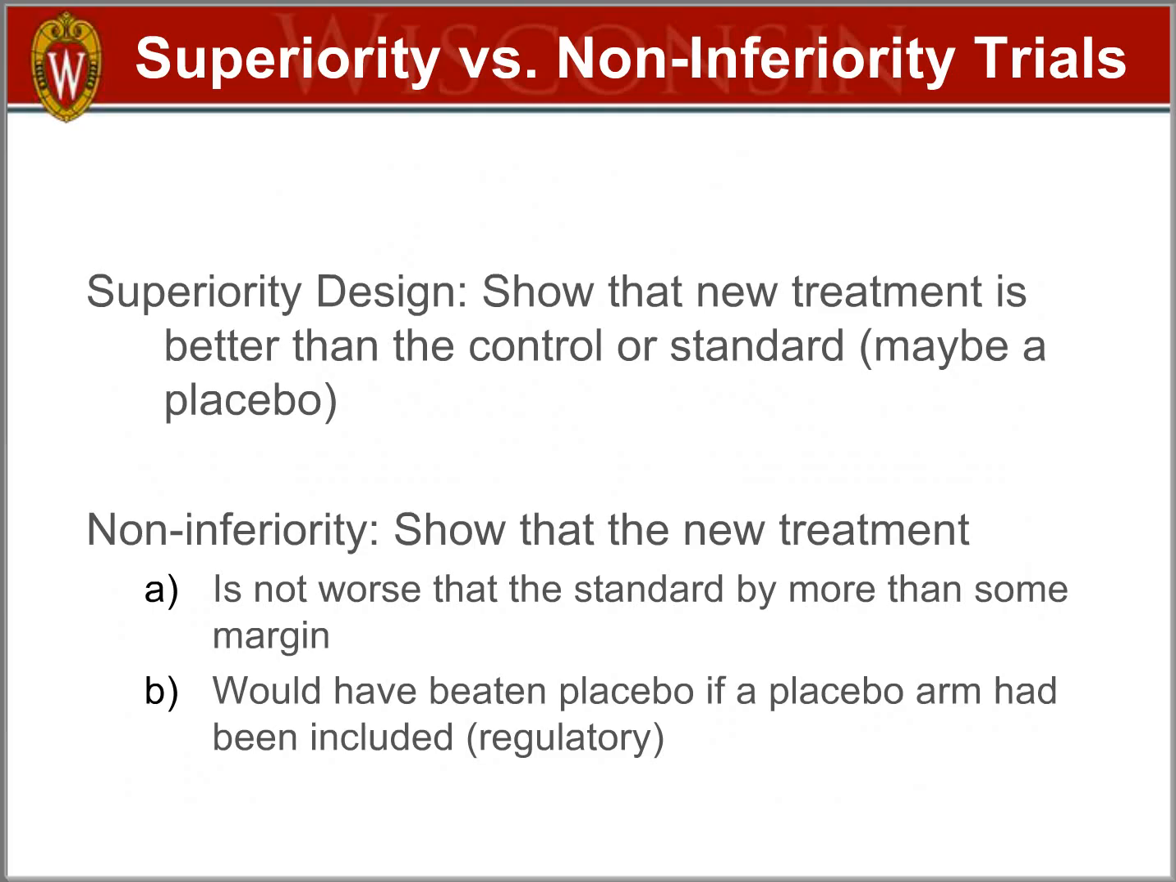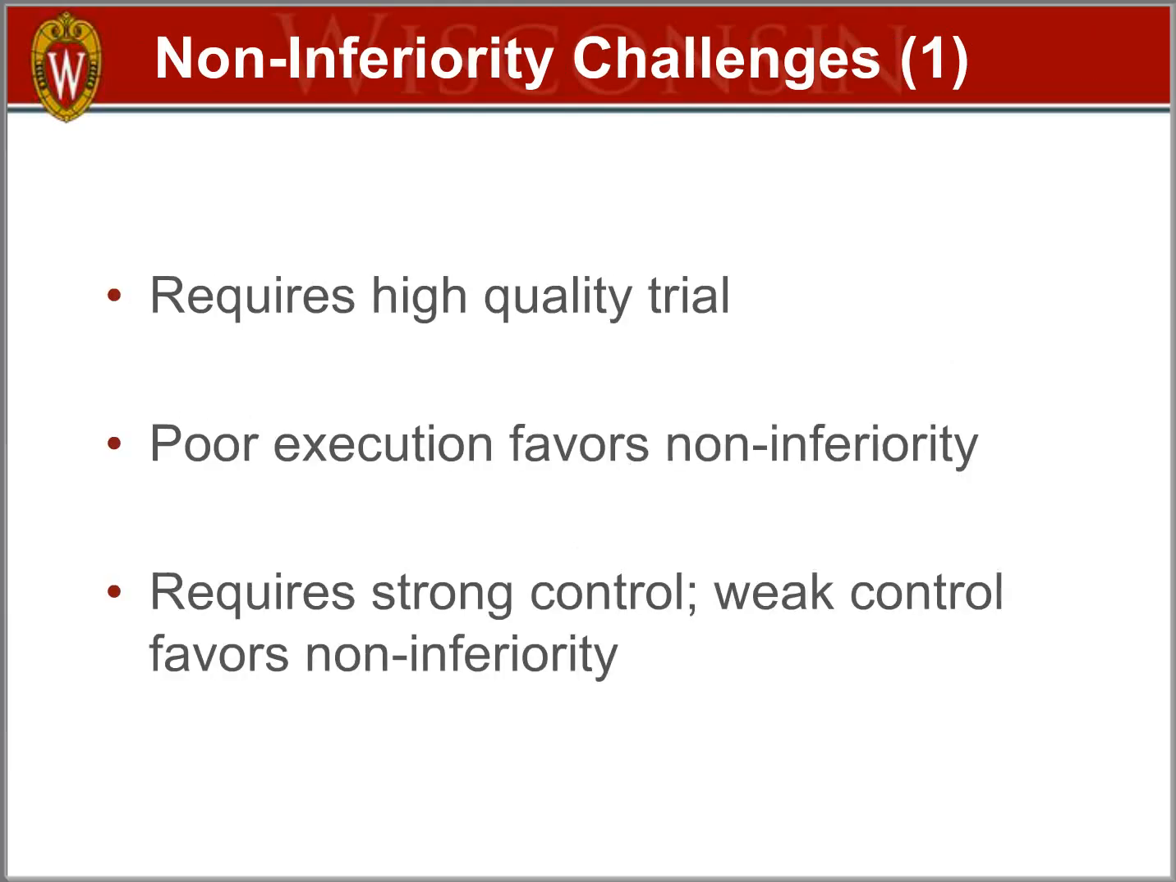And now I want to examine a little bit of the issue of superiority design versus non-inferiority. We already said that the superiority design is to show that the new treatment is better than the control or the standard, and that non-inferiority wants to show that the new treatment is not worse than the standard by some margin, and that it would have beaten placebo, in fact, if a placebo arm had been there, being somewhat of a regulatory requirement. Non-inferiority trials have some specific challenges.